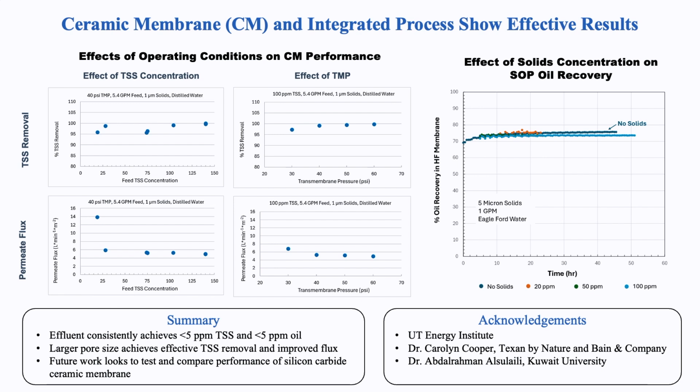On the right here, I'm showing some preliminary results of the effect of solids in the presence of the feed solution to the hollow fiber membrane, as these were conditions that weren't tested in our previous work. Here we introduced 5-micron aluminum oxide particles to the feed to the hollow fiber membrane in the selective oil permeation process in concentrations up to 100 ppm.